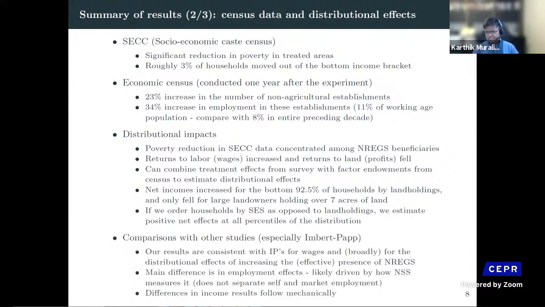And then finally, just in terms of comparing with other studies, right? Because we have a whole section in the paper on this, but like I said, how do you interpret this in light of the existing literature?